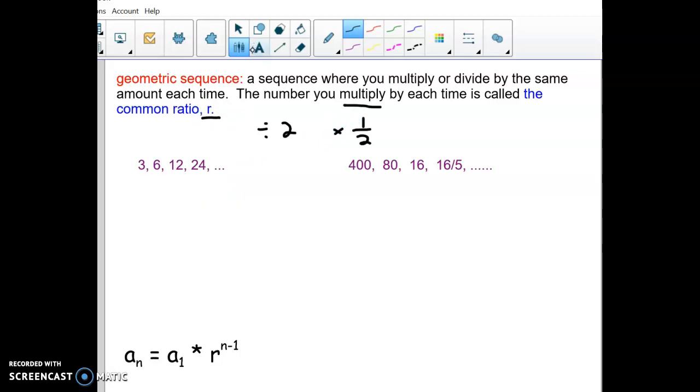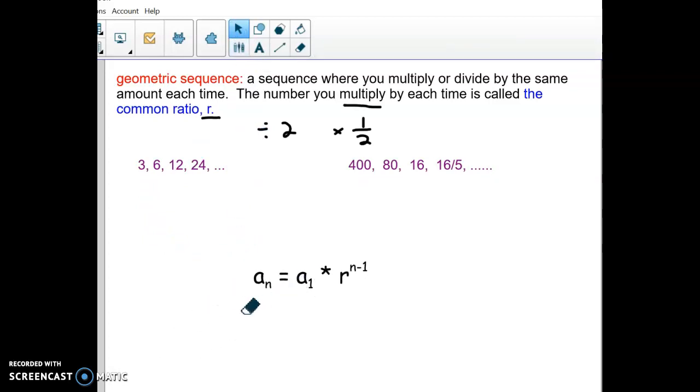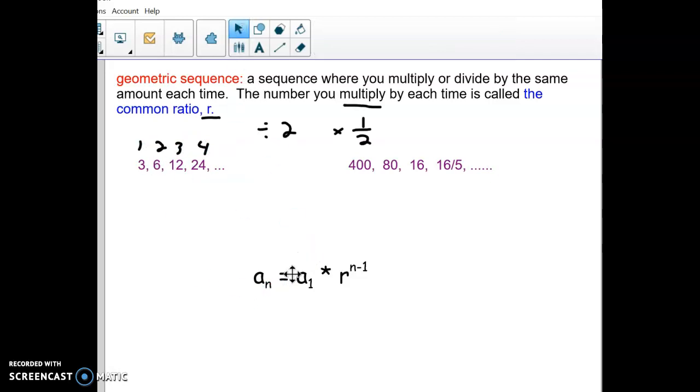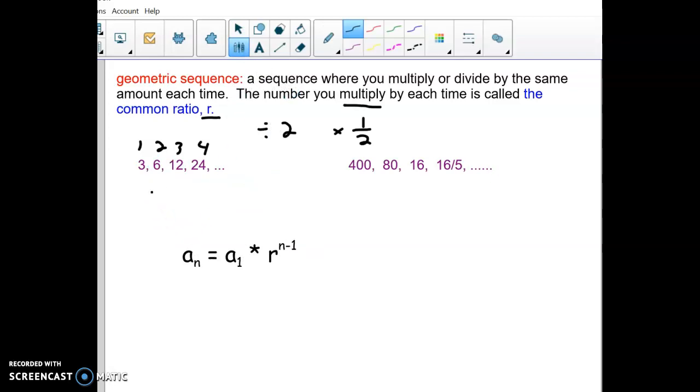The key for the formula is that you're just going to need two things. An is the value, and n is the position we're in. Those are kind of like our x and y variables. For this first geometric sequence, the pattern, if you haven't figured it out yet, is multiply by 2. That's what r is going to be: 2.